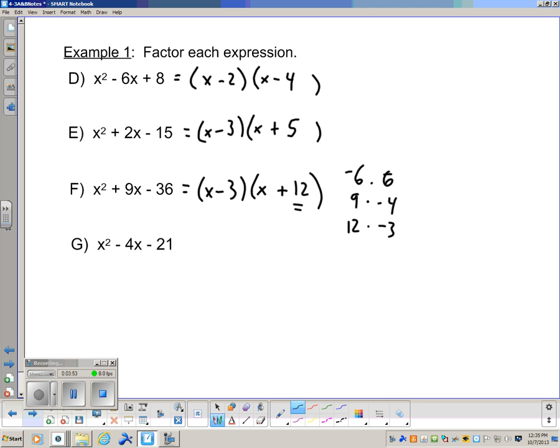And then my last one here that I'm going to do, two numbers that multiply to give me a negative 21, a minus and a plus, and add to give me a negative 4. So this time the bigger number has to go over here. So I'm thinking 7 and 3, because negative 7x plus a positive 3x gives me a negative 4x.